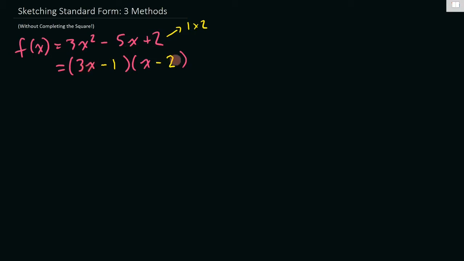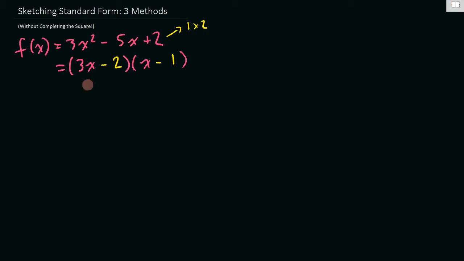3 times negative 2 is negative 6. 1 times negative 1 is another negative 1. And negative 6 and negative 1 would make negative 7. Okay, so that's not going to work. So let's swap those around this way. So now let's try this. 3 times negative 1 is negative 3. 1 times negative 2 is negative 2. And negative 3 and negative 2 gives you negative 5. So there you have it. We've just factored this by inspection.